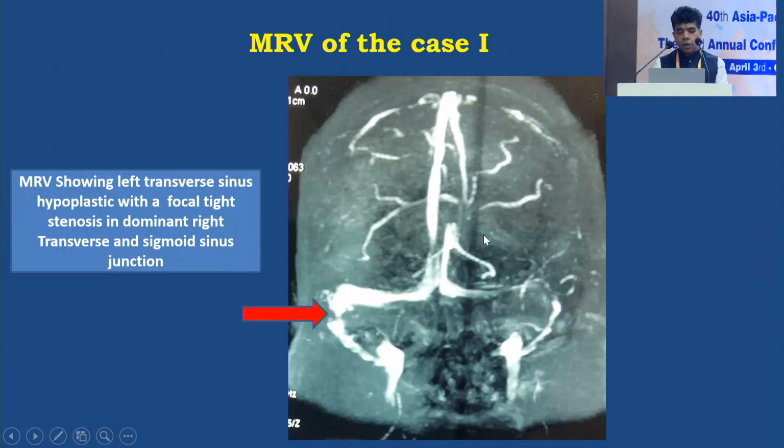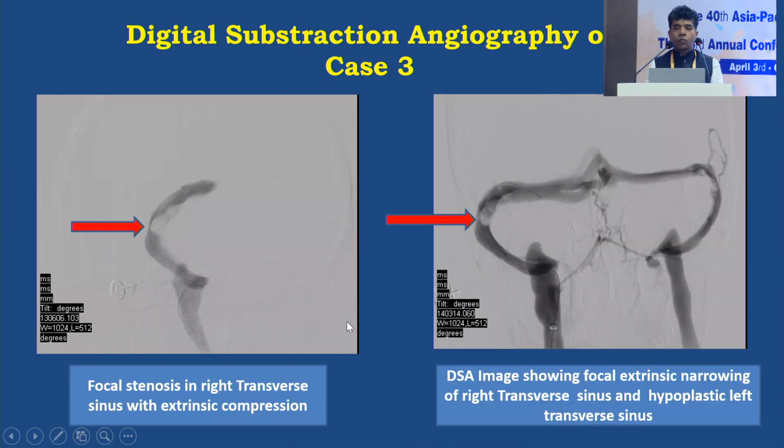So MRV definitely was ordered, and over here you can find out, this is the transverse sinus, sigmoid sinus, IJV. Over here this is absolute hypoplasia, and there is definite stenosis of the transverse sinus, the junction of the transverse sinus and sigmoid sinus. So what was ordered next? You have to order DSA, digital subtraction angiography. And on digital subtraction angiography, this is your IJV, this is your sigmoid sinus, this is your transverse sinus. I'm just projecting it from below. And over here you can see definite stenosis at the junction of the transverse and sigmoid sinus.